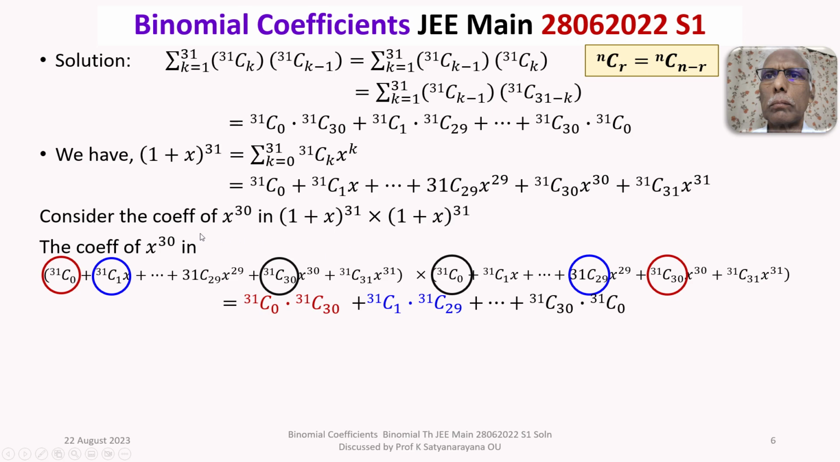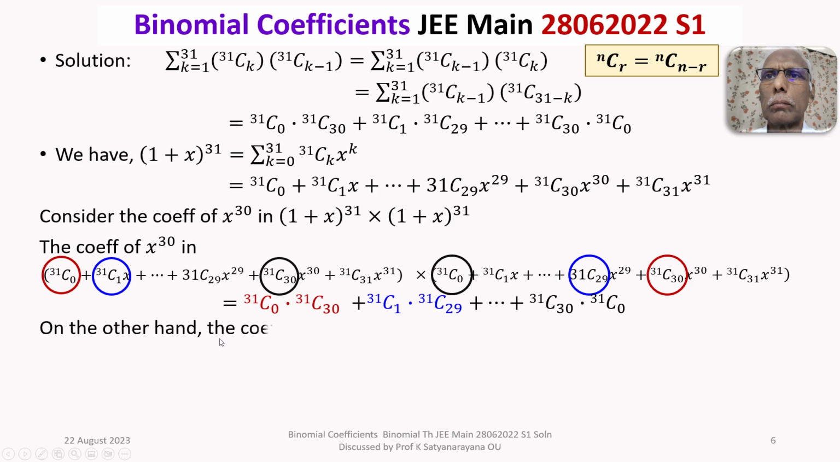This is the coefficient of x to the power 30 on one hand, multiplying the expansion of this by this and collecting the coefficient of x to the power 30. Now take this, multiply, you will get (1 plus x) to the power of 32. In that, collect the coefficient of x to the power 30, and they must be equal.